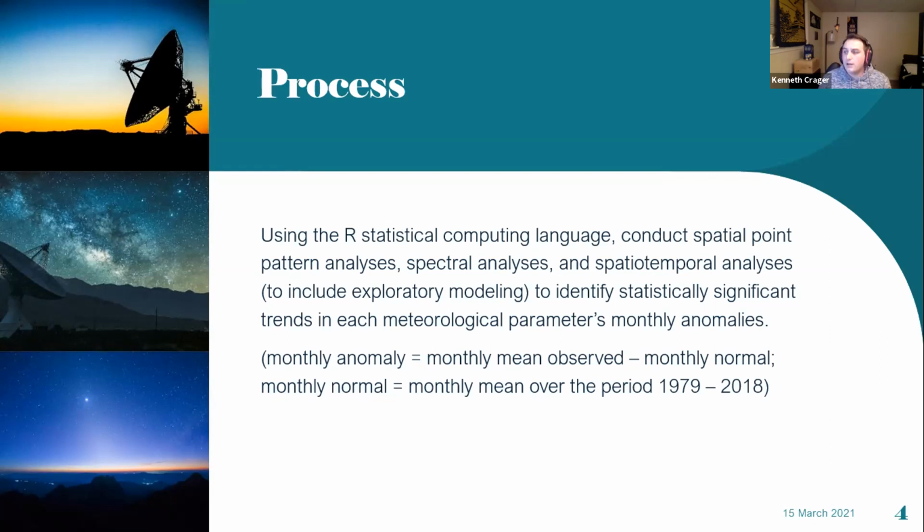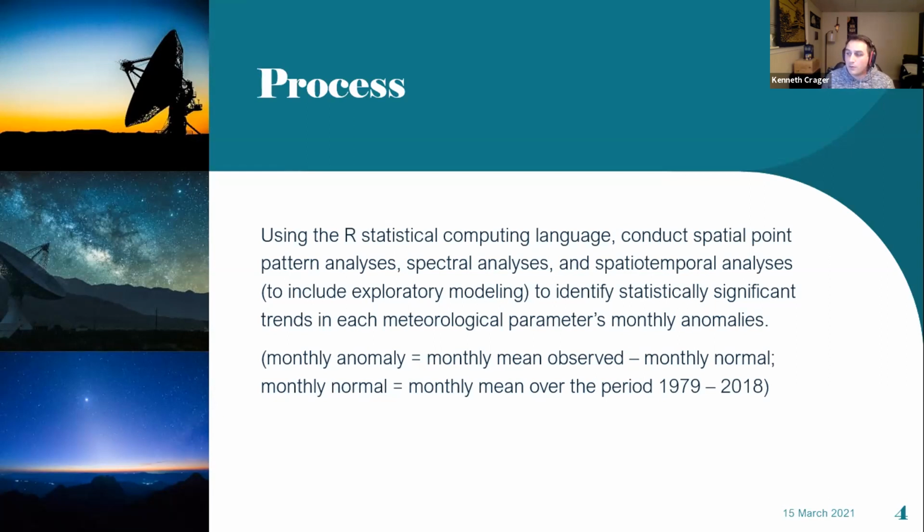And for anybody who doesn't normally exist in the world of climate science, here at the bottom, I've kind of explained what I mean by anomalies and normals. So the anomalies, you kind of think of it as a model error, your y minus y hat. It's what's observed minus the normal, and the normal being the mean over your period of interest.